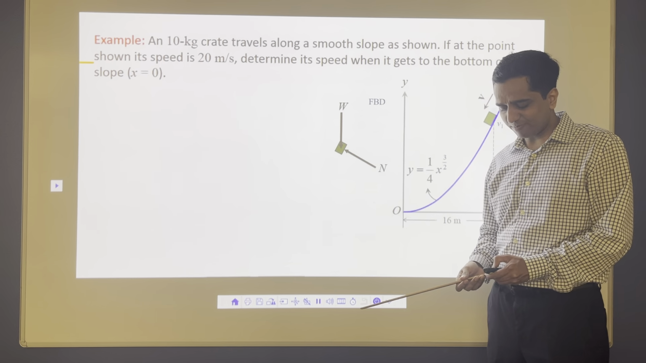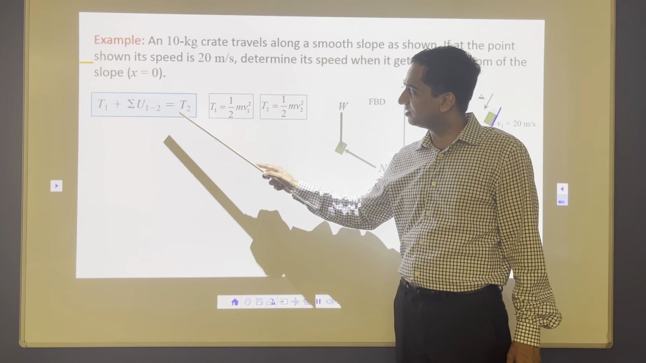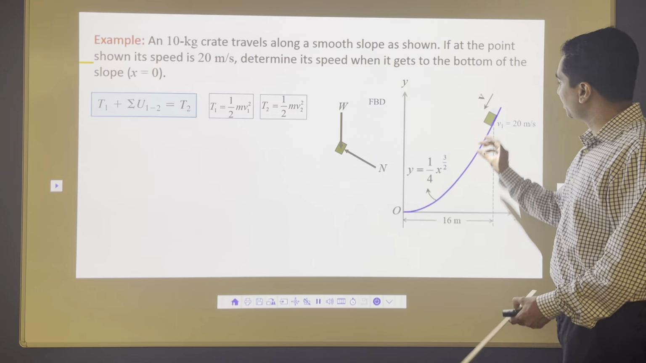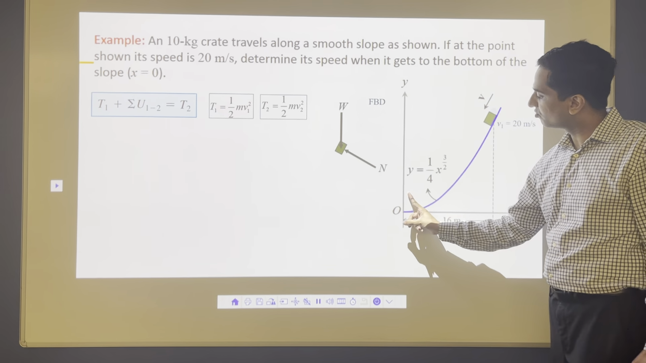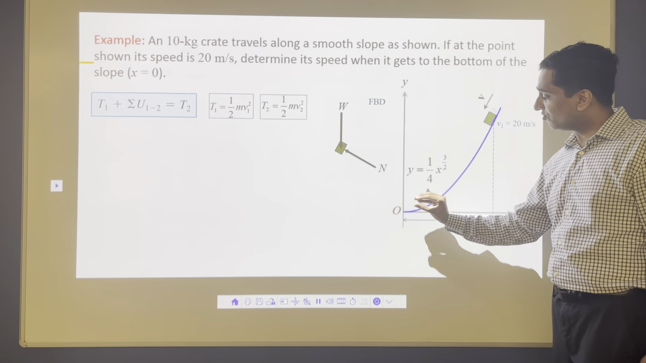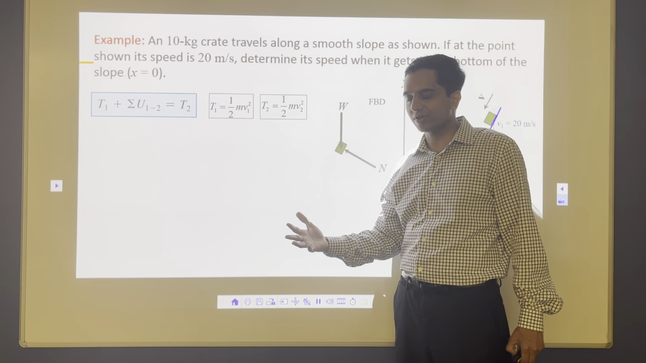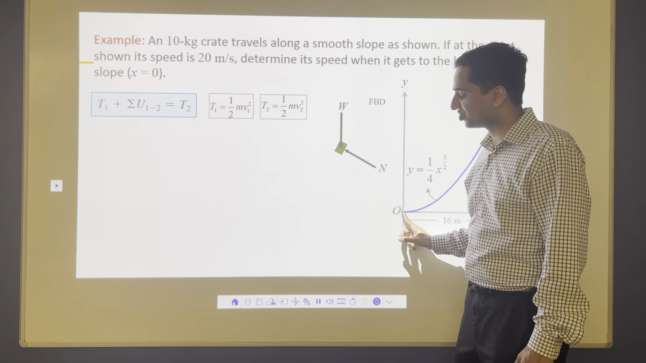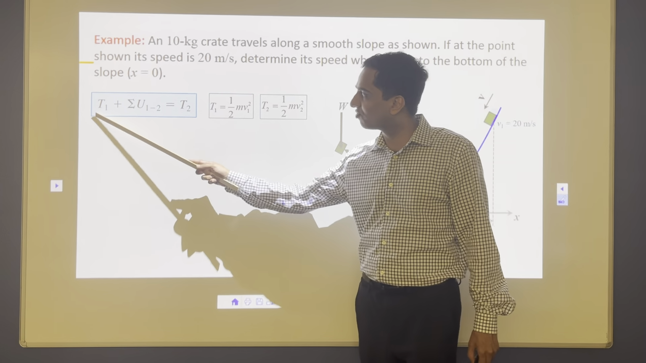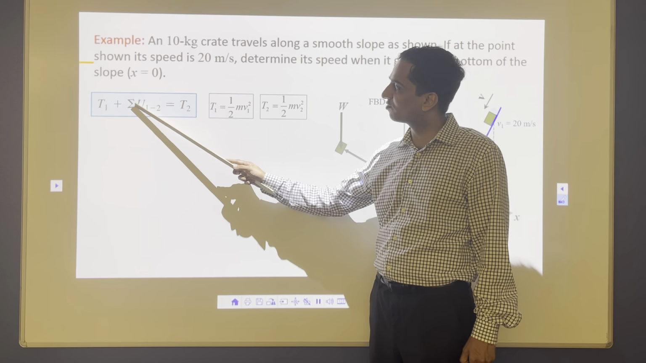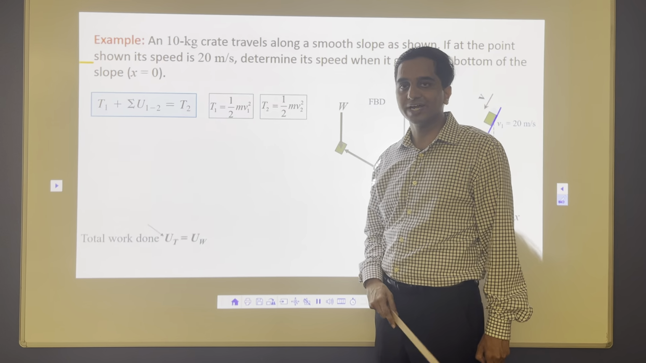So here I am going to apply the principle of work and energy. Initial kinetic energy, plus work done, will reach the final kinetic energy. Initial kinetic energy because of the speed, work done because of gravity, will reach the final kinetic energy. If I know final kinetic energy, I can calculate velocity. That's the problem. Find out final kinetic energy, find out velocity. For that, I need to know the value of T1, and the total work done by gravity. That's pretty much it. That will be T2, and you will get velocity.